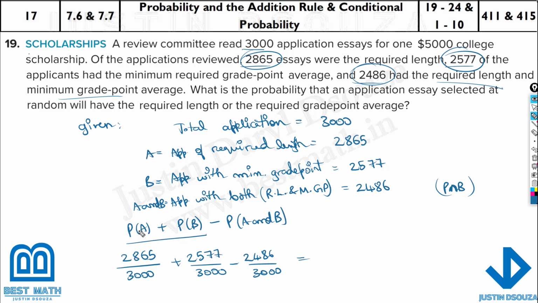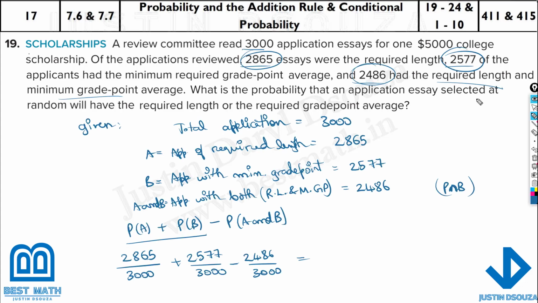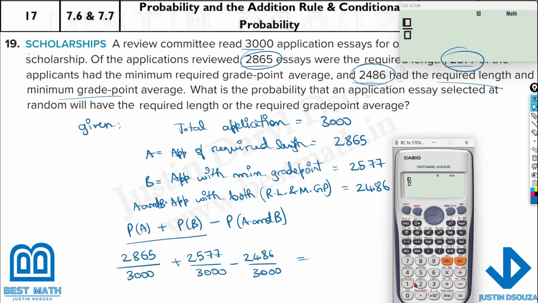And remember, probability is always given by desired over total. The total over here is 3000, isn't it? So that's how we do it. We'll just put this in the calculator now. Here we have to put 2865 divided by 3000 plus, just go next and then plus.